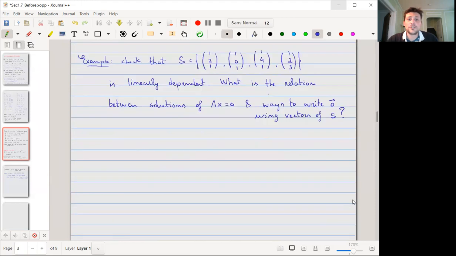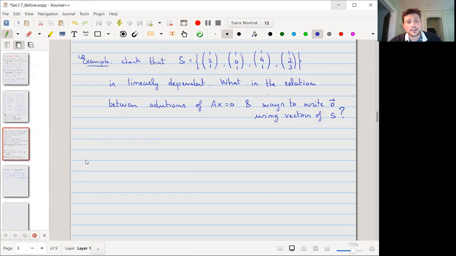Okay, let's finish up this segment with an example. Here's a set of 4 vectors in R3. We'll check that it's linearly dependent. More than that, we want to investigate the relation between the solutions of AX equals 0 and the ways to write the 0 vector. There has been a foreshadowing of this in one of the previous examples, but we'll spend a little bit more time on this example now.